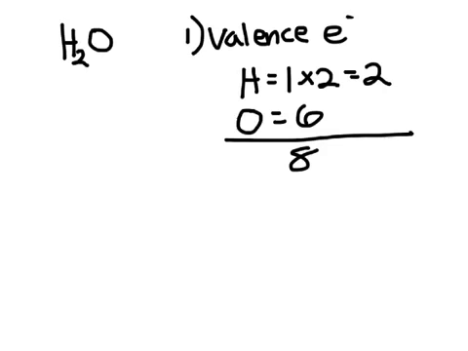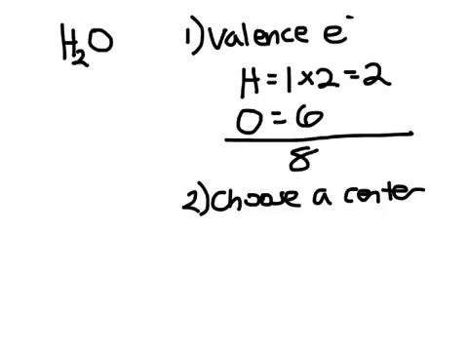Now our rules then say, choose a center atom. And the rules are, it's never going to be hydrogen, because hydrogen can only have 2 electrons because of its position in the first period, so we can never make hydrogen the center. By default here we have to make oxygen the center, alright? And from there we can go ahead and begin to place the electrons.